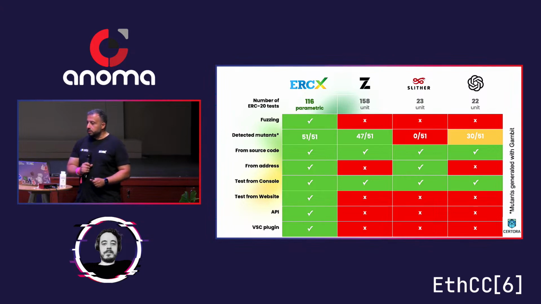OpenZeppelin also performed well. And this very good detection capability we provide from source code. That means you can test from source code. You can check an address from the console, from a website. We also have an API and a VS Code plugin already for you.